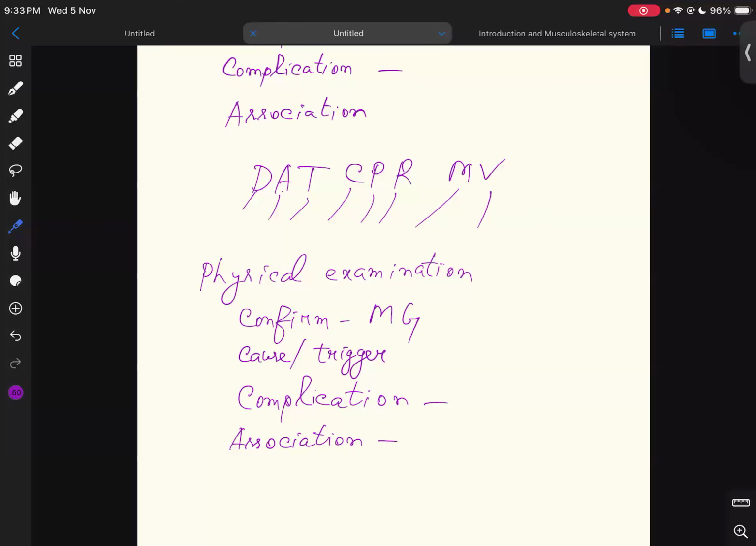So what do we have to do in the physical examination? Suppose you have been given a certain prompt. In this case, the prompt was swallowing difficulty, and the diagnosis of swallowing difficulty is myasthenia gravis. So from the physical examination, we have to confirm that this is a case of myasthenia gravis. That is our first job. For any prompt given, we have to first confirm our diagnosis from the physical examination.